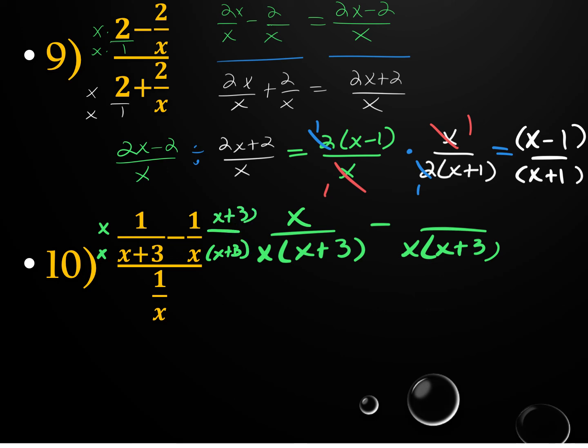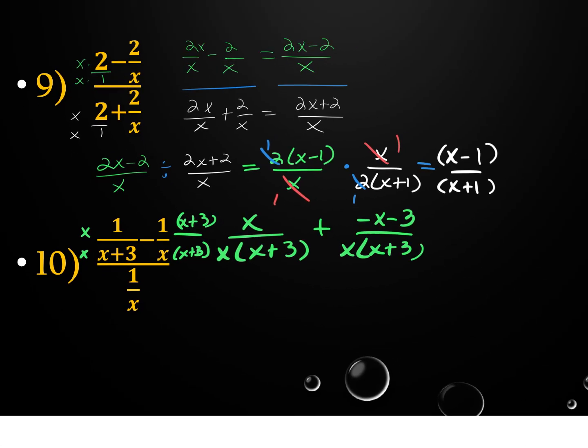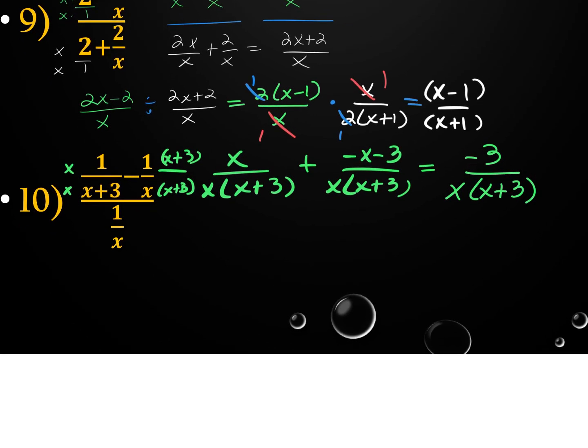And 1 times, and actually I'm going to distribute this as a negative 1. So then this becomes negative x minus 3. Now I need to combine my like terms in the numerator. So x plus negative x is gone. So I'm just left with negative 3 over x times x plus 3. That's my simplified numerator. Now I still have to divide that by the 1 over x. So now this can be brought on over, and it's just 1 over x.